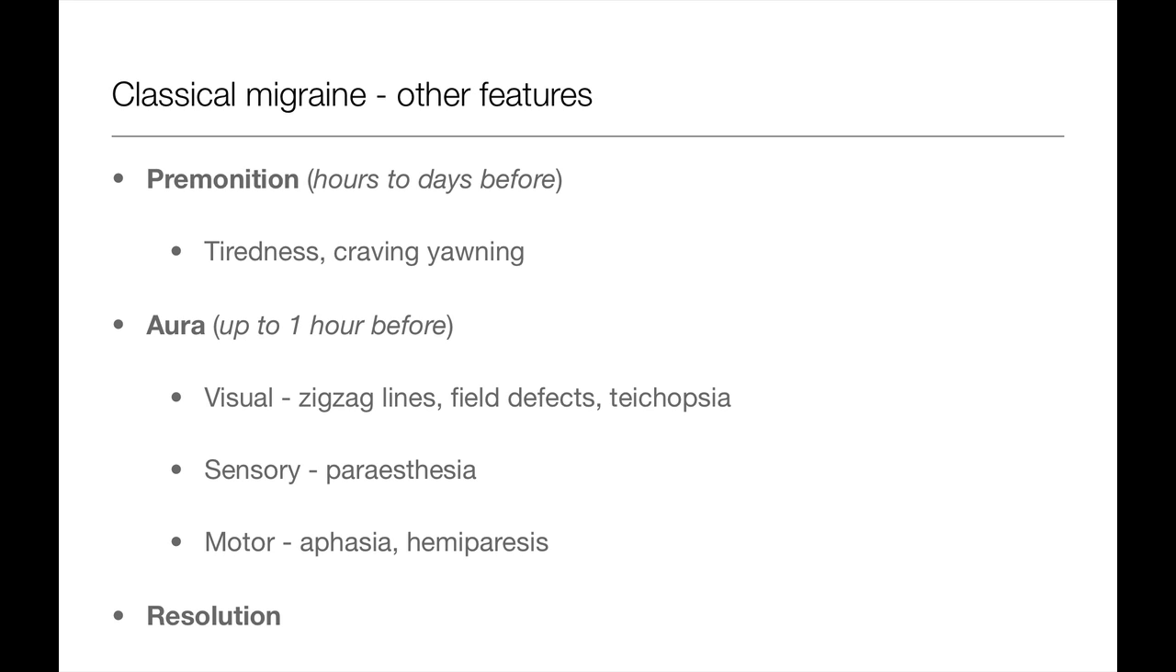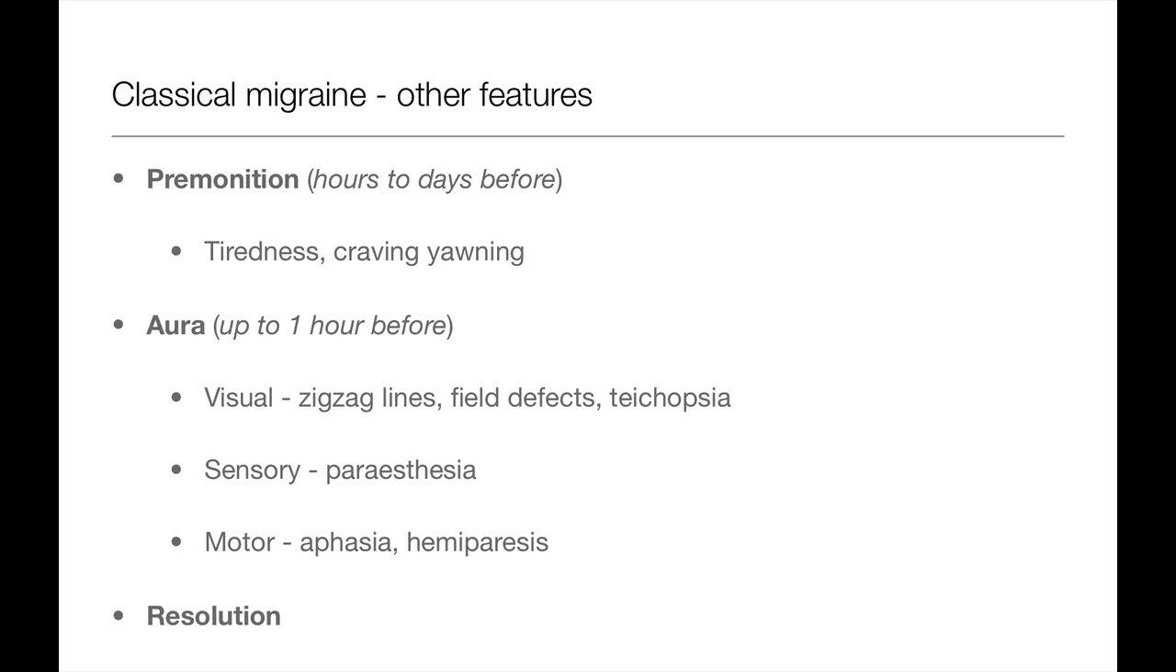The aura is what's typically associated with classical migraine and usually starts up to about 1 hour before the onset of the headache. You can broadly divide aura into 3 sets: visual aura, sensory aura, and motor aura. In visual aura, there can be zigzag lines, field defects can be seen, and tachypsia may also occur. This is described as flashing lights in the visual fields.